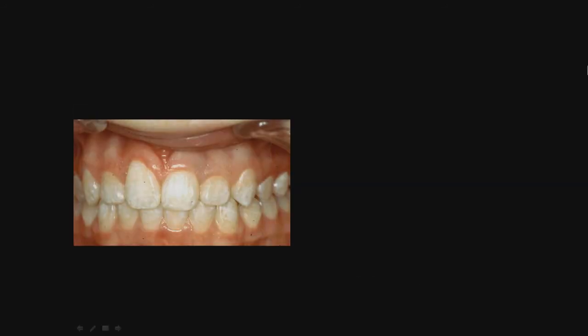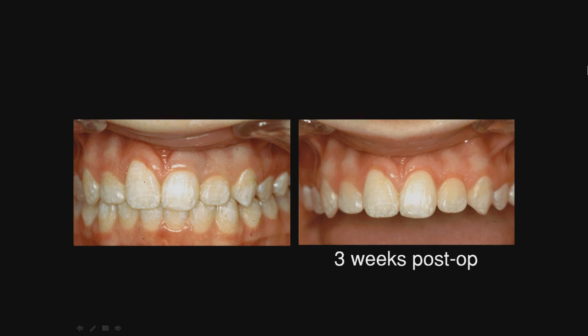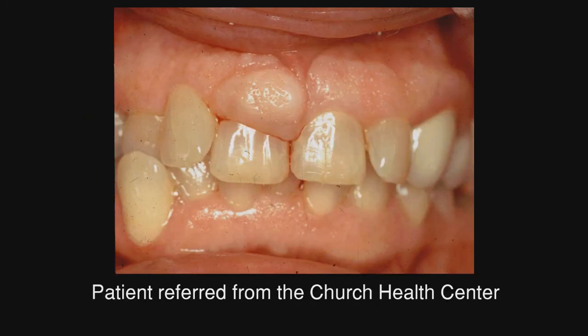Now let's look at a 3-week post-op. You'll see that we do still have a free gingival groove. We've got about a 0.5 millimeter of unattached gingiva, which is the sulcus. We have a thin biotype, and there's no reason that this should rebound, but look at the aesthetic impact on this particular case.